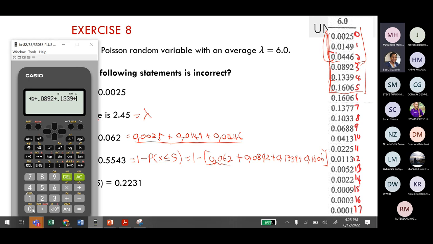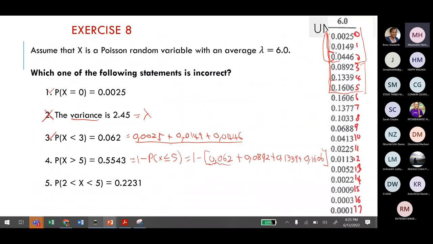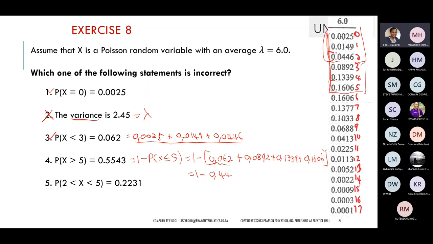Here, I'm also showing new shortcuts so that you don't have to sweat a lot, but you need to pay attention when you do that. So yeah, I have 1 minus 0.4457. 1 minus 0.44, what did I get? 57. Right.